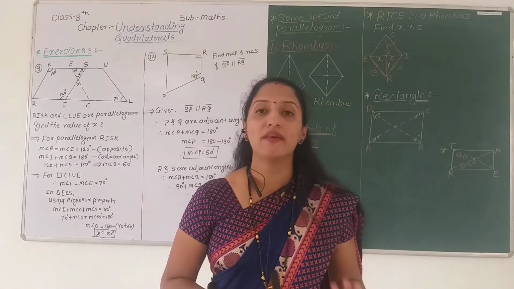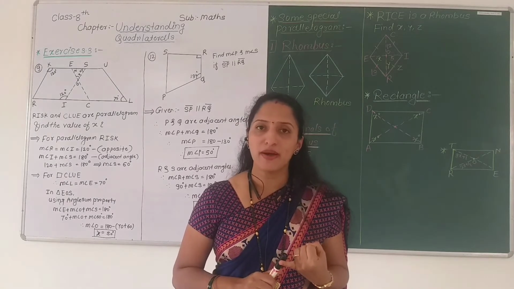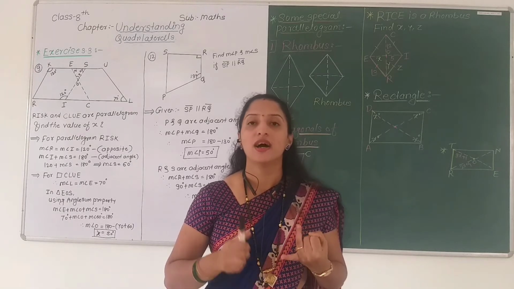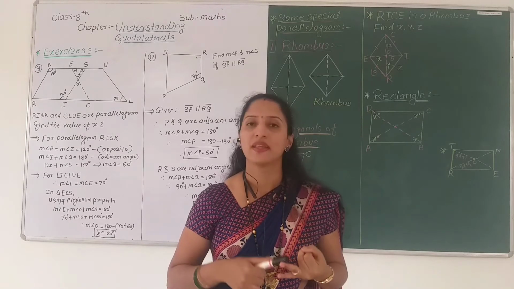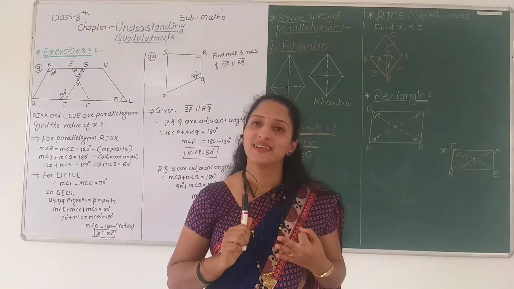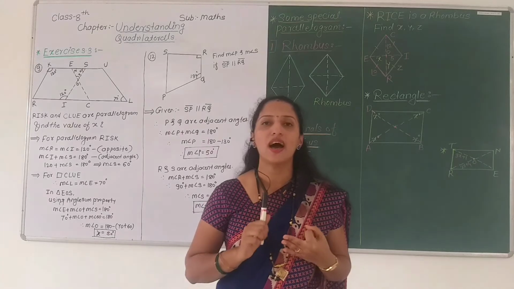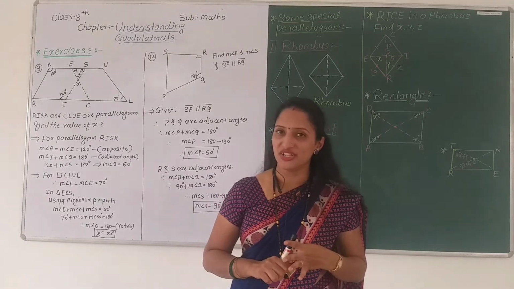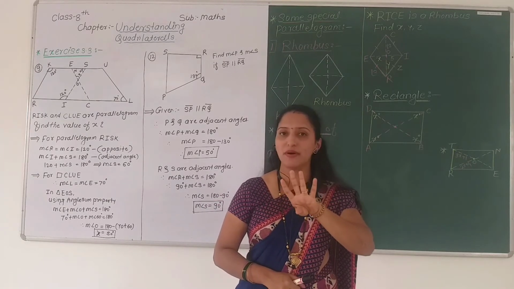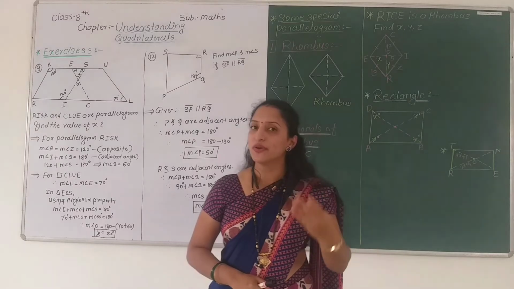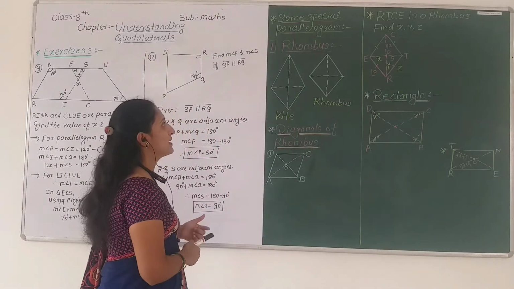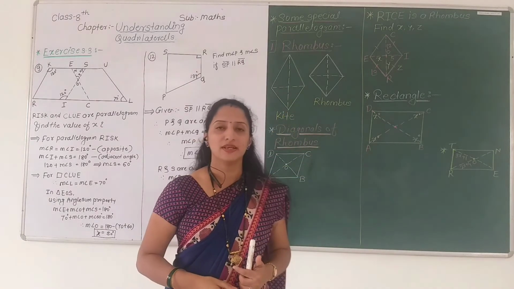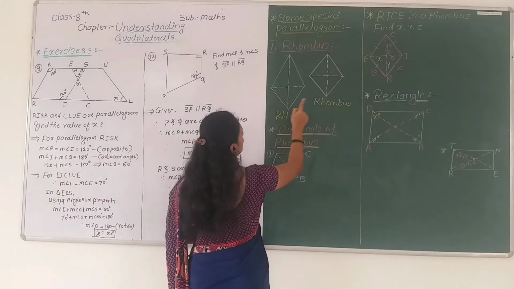Okay. In the previous session we have learned parallelogram. What are the properties of parallelogram? Opposite sides are parallel and they are equal. Opposite angles are same. Adjacent angles are supplementary. And diagonals of parallelogram bisect each other. We have learned these 4 properties about parallelogram. Okay, now we are going to learn some different kinds of parallelogram. And first one is rhombus. Now look at these two figures, kite and rhombus.